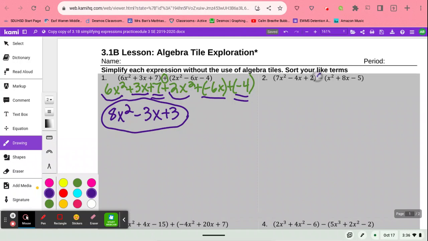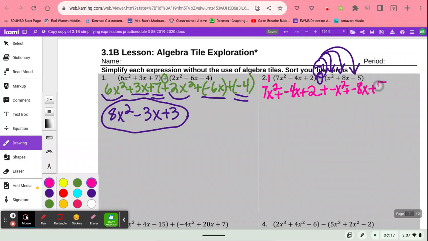So this one's a little different because we have a subtraction sign. So that's kind of like having a negative 1 in front of this expression that's getting multiplied to every single term. So what we can look at here is we're going to just rewrite the first expression because you can think about a positive 1 being multiplied, just one group of it. So plus negative 4x plus 2, and then that negative 1 times x squared is going to get me negative x squared. Negative 1 times 8x is going to get me a negative 8x. And that negative 1 times negative 5 is going to get me a plus 5.